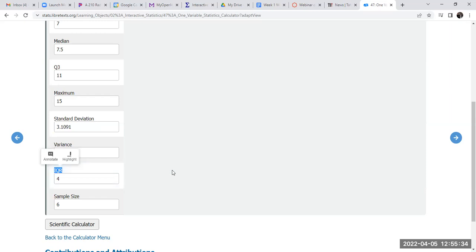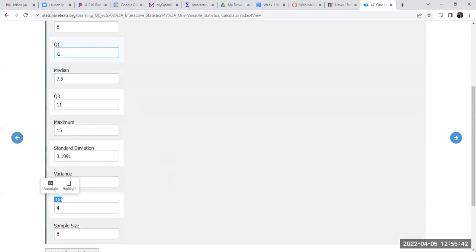IQR is called the interquartile range. What that measures is the distance between Q1 and Q3. Remember, Q1 is the 25th percentile: 25% of values are at or below that. For Q3, 25% will be above that. So the IQR is the range of values in between, or in other words, the range of the middle half of the values. Any questions on what IQR represents?